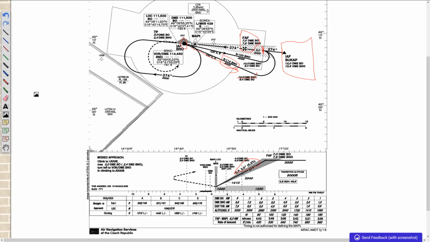And I guess that the vertical lines at 2040 and 1410 are like checkpoints to check if you're actually on the glide path. Makes sense. Is that correct? Yeah, 2040 is a checkpoint. It's one checkpoint. Yeah. This is the checkpoint.